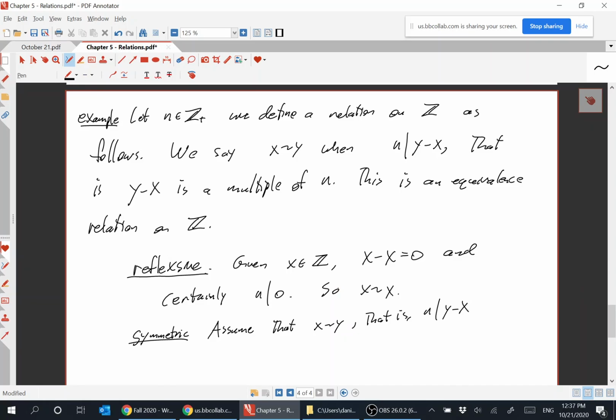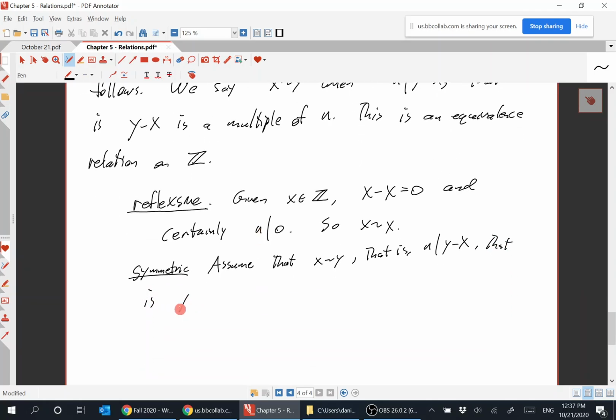Either will work. So assume that x is related to y, that is, and then you flip them around, n divides y minus x. That is, y minus x is equal to n times k. All right. Now I have to show that y is related to x. To show y is related to x, I need what?